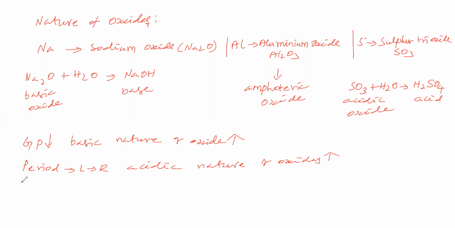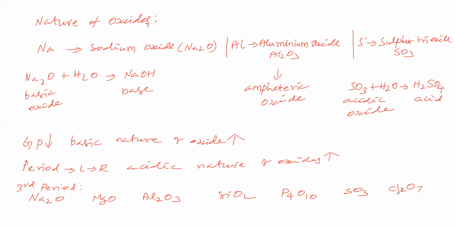Now we will take the third period. The first element is sodium. Sodium we will convert into sodium oxide. Next magnesium into magnesium oxide. Next aluminum into aluminum oxide. Next silicon into silicon dioxide. Next phosphorus into phosphorus pentoxide. Then sulfur into sulfur trioxide. Then chlorine into chlorine heptoxide. Chlorine heptoxide we have seen. So how the nature of oxides will be for these cases, that we will see.